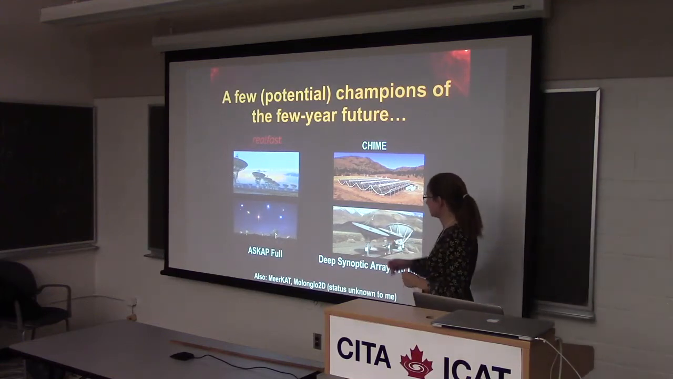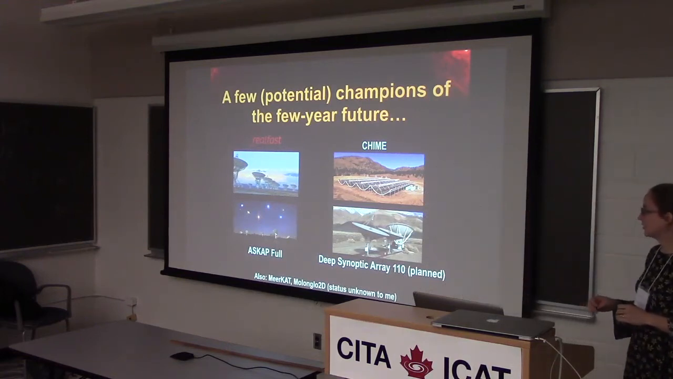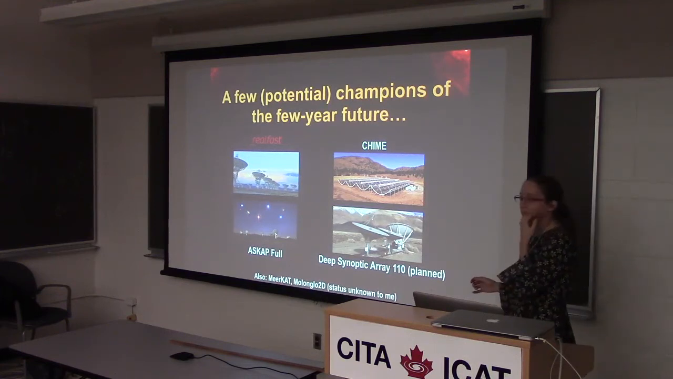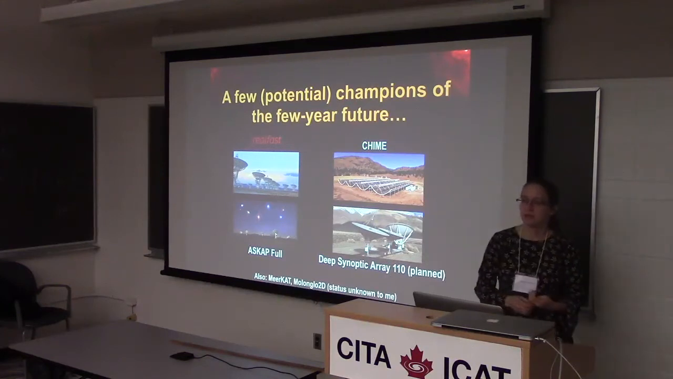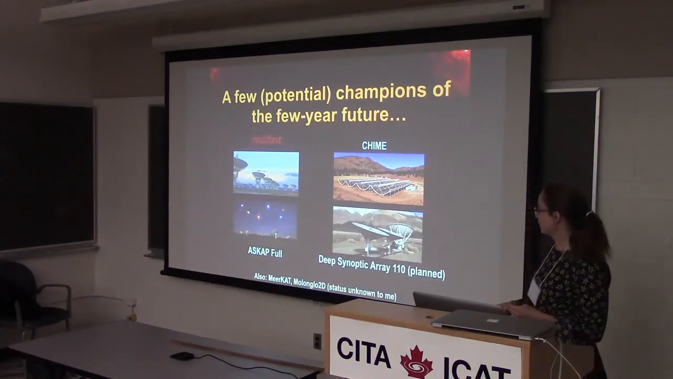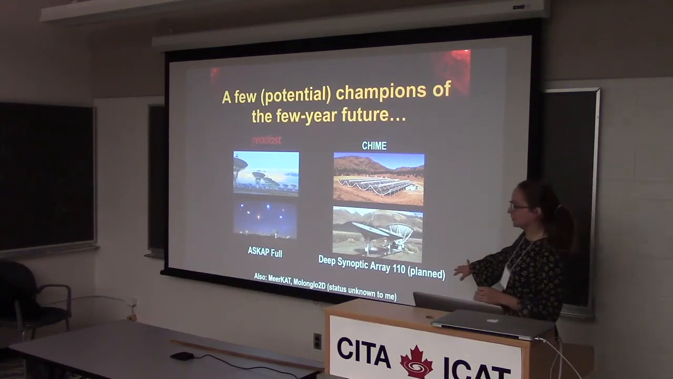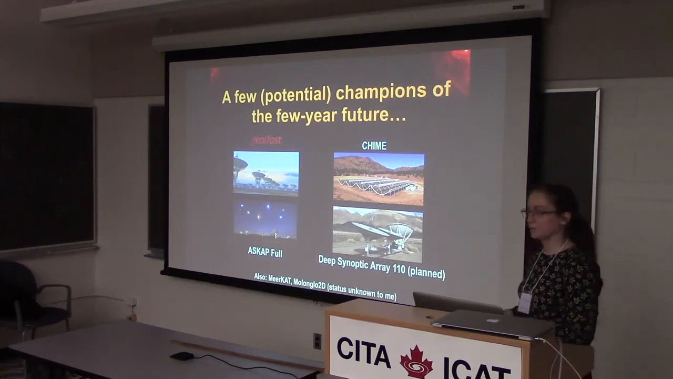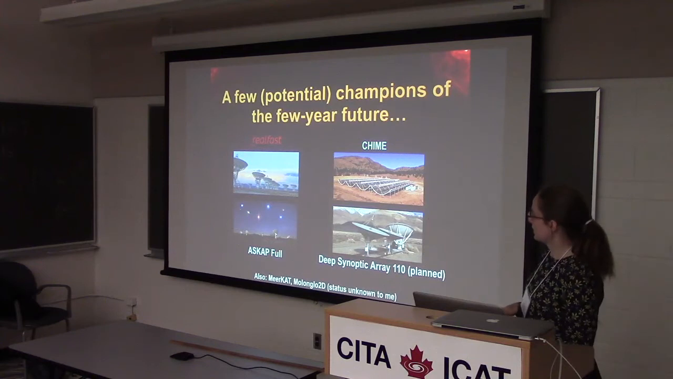I'm not going to talk much about the Deep Synoptic Array, except that it has been running in a 10-dish array. They haven't yet detected FRBs. For some reason, their sensitivity isn't as good as they expected. But they now have a fully funded, planned 110-element array that's planned to go in over the next few years. So they have these 5-meter dishes, wide fields of view, and we'll be doing pretty good localization out of the California desert. So I'm going to talk a little bit about ASKAP and RealFast.